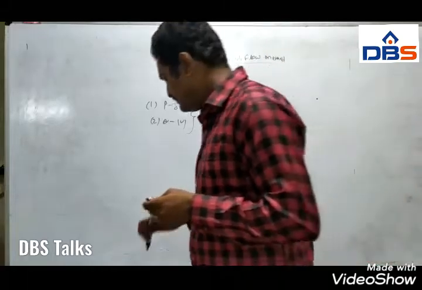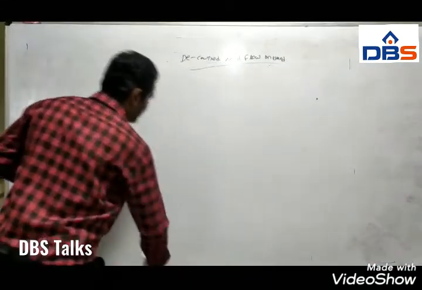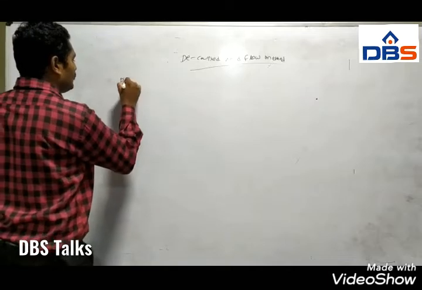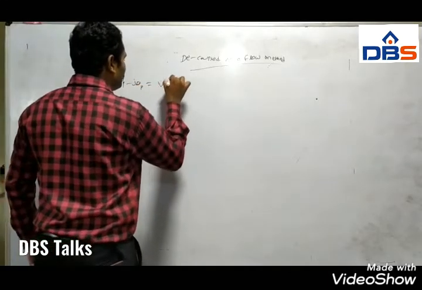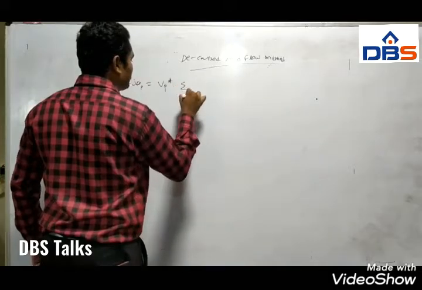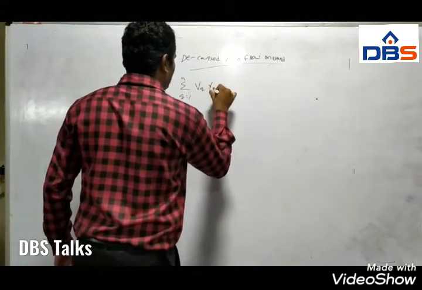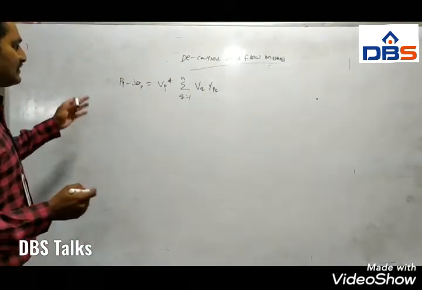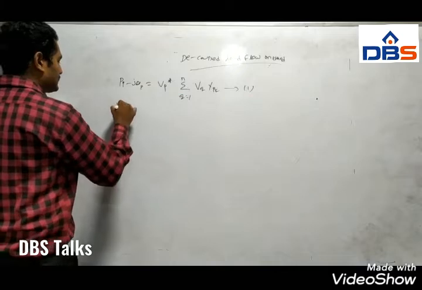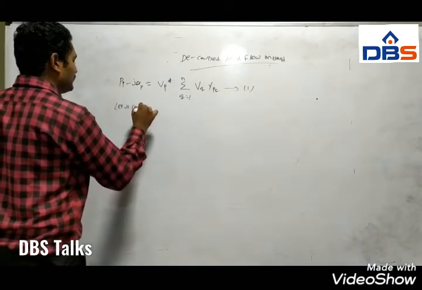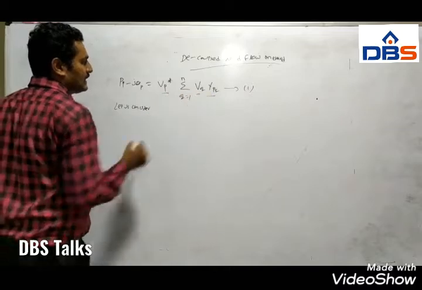In this one we already know that Pp minus jQp is equal to Vp conjugate, sigma q equals 1 to n, Vq Ypq. Treat this as the first equation. Let us consider that we have to represent these terms in exponential form.